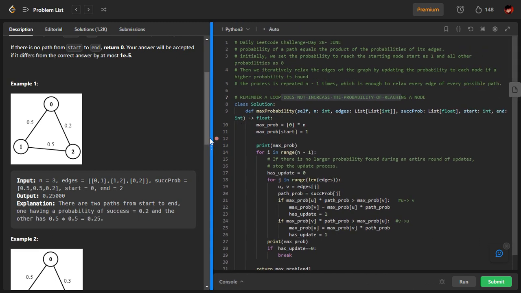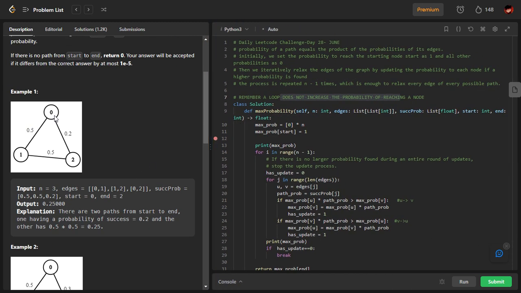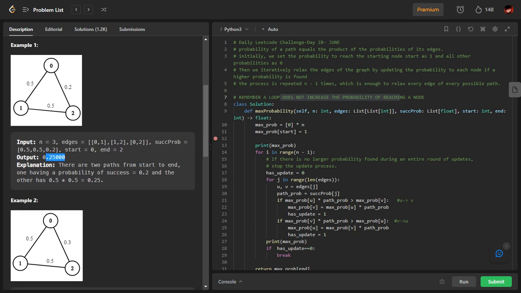I hope these things are clear to you. But yeah, let us take this first. See, when I come from 0 to 1, it is 0.5. Then when I go from 1 to 2, it is 0.5 into 0.5, which is 0.25. But I can also go from 0 to 2 directly with the probability of 0.2. Remember, 2 is the last node. So I need to find a path from 0 to 2 which has the maximum probability. You can clearly see I have two options, either 0.25 or 0.2. Among them 0.25 is the highest. That should be the answer.